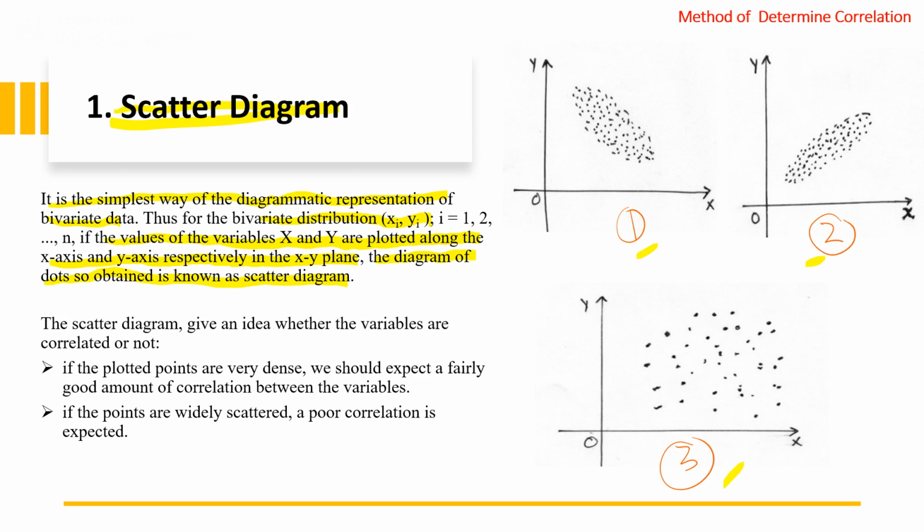These are the scatter diagrams. The scatter diagram gives an idea whether the variables are correlated or not. If the plotted points are very dense, we should expect a fairly good amount of correlation between the variables, which is shown in figures 1 and 2. And if the points are widely scattered, a poor correlation is expected, which is shown in figure 3.